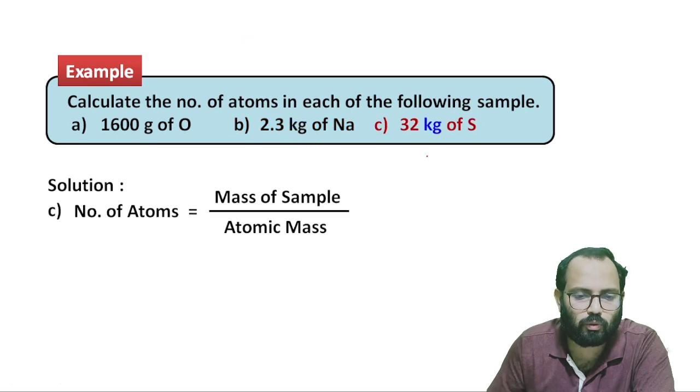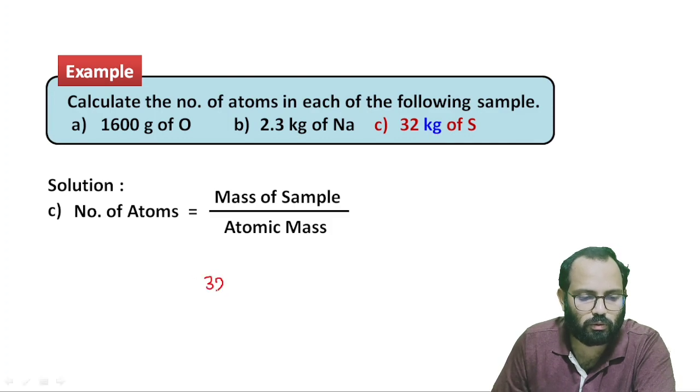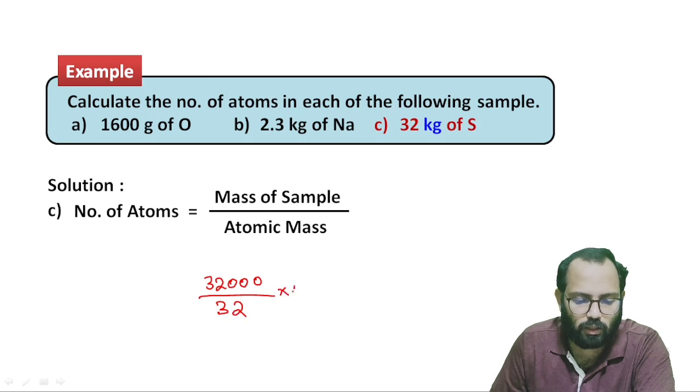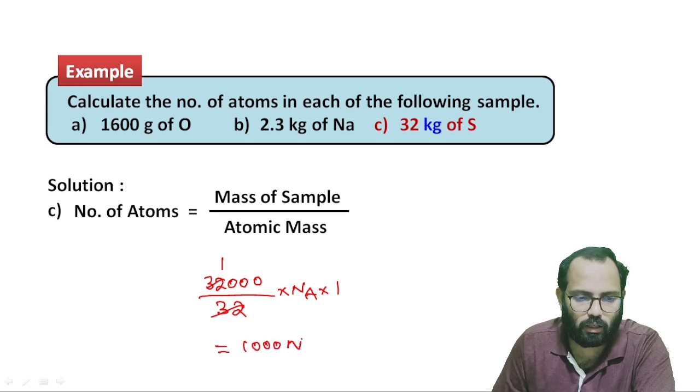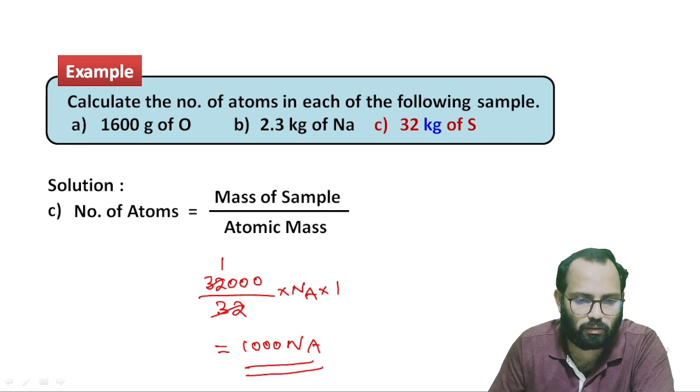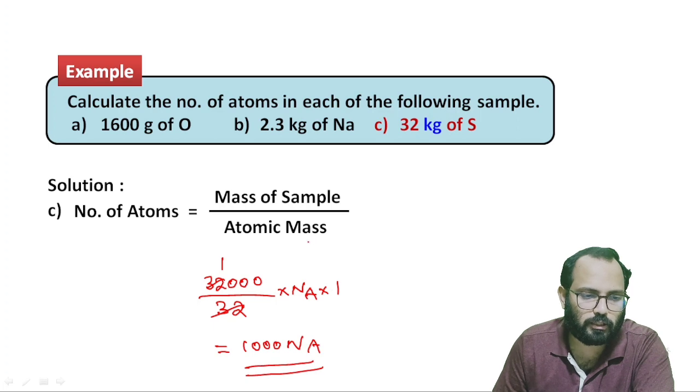The same you have to go with the 32 kilogram of sulfur. 32 kilogram of sulfur is just 32,000 grams, right? 32,000 by mass is again 32 into Na into 1, because only one sulfur is there. Again what you are gonna get? You are gonna get 1000 Na. Am I doing it right? Right, 32 kilogram, yes, 32,000 gram. Fine, you got the answer.